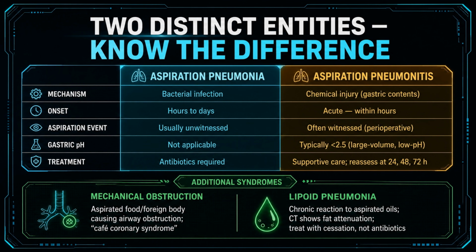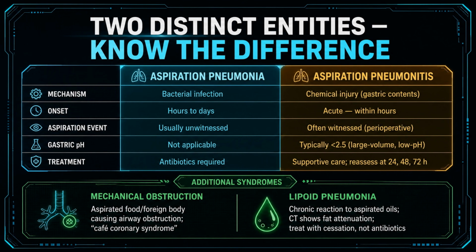Aspiration pneumonitis, classically known as Mendelson syndrome, is a chemical injury caused by sterile gastric contents. The onset is acute, often within hours. The event is frequently witnessed, such as during the perioperative period. It typically involves a large volume of low-pH gastric fluid, generally less than 2.5. The management is supportive care. You reassess the patient at 24, 48, and 72 hours. Antibiotics are only indicated if a secondary infection develops.